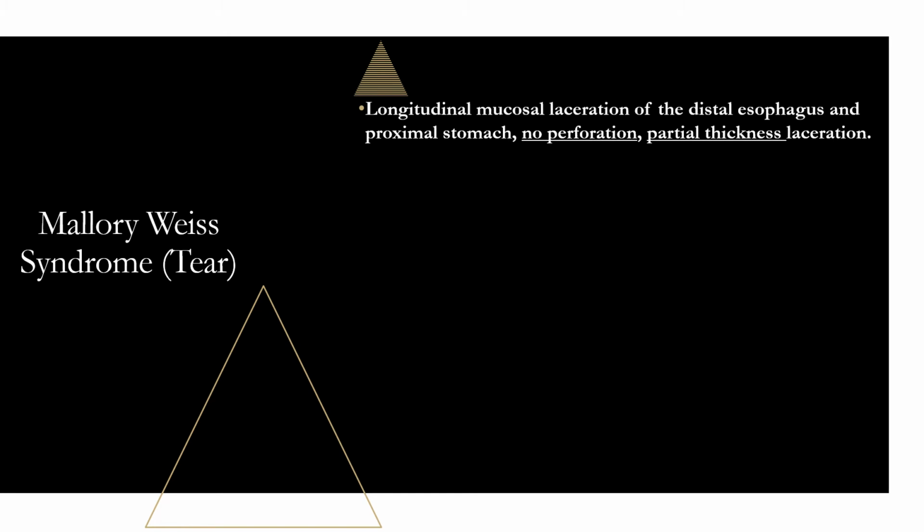This is going to be a longitudinal mucosal laceration of the distal esophagus and proximal stomach. Now you need to know there's no perforation. It's a partial thickness laceration. It's not going all the way through the esophagus. And this is important because Boerhaave syndrome, which we'll go over next, is transmural, going all the way through the esophagus, and you need to know the difference between them on a vignette because you will definitely have both as an answer, and you need to know which is which.